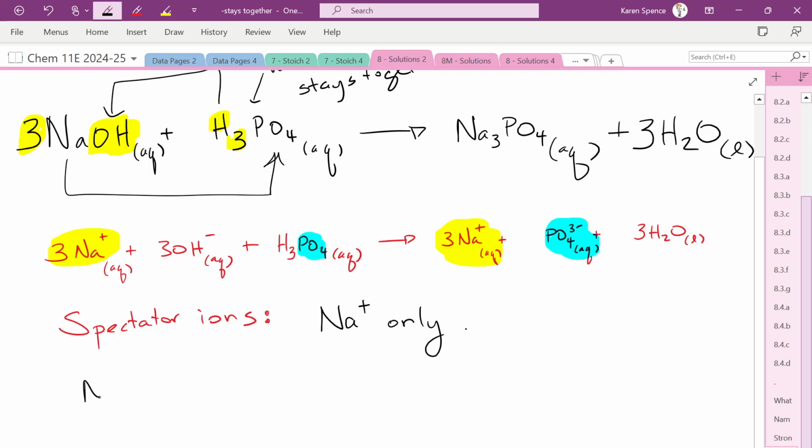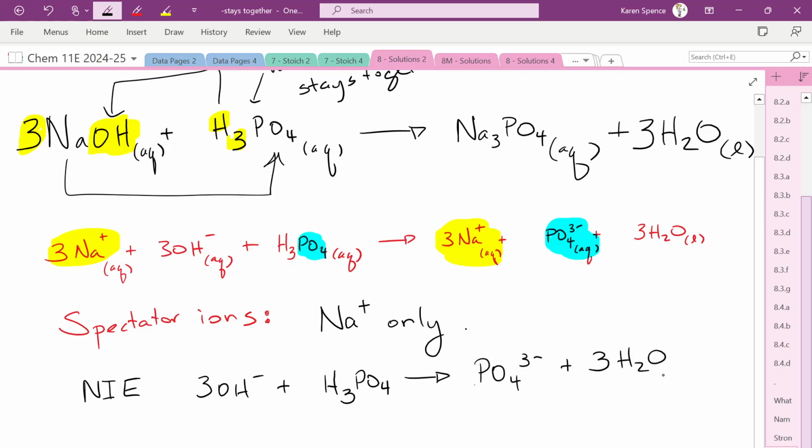And then our net ionic equation, our NIE, would be 3OH minus plus H3PO4 goes to PO4 3 minus plus 3H2O liquid. Is that good? Oh yeah. Aqueous, aqueous, aqueous. Yes. Okay.